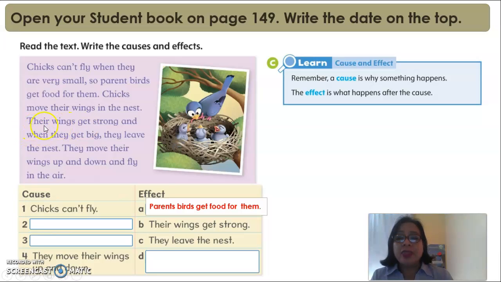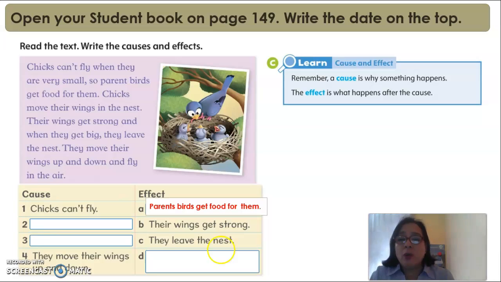Right here. Their wings get strong, and when they get big, they leave the nest. So we will write the cause. The cause is when they get big. Who get big? The birds, the chicks. Okay, so the cause is when they get big, in the number 3, they leave the nest.